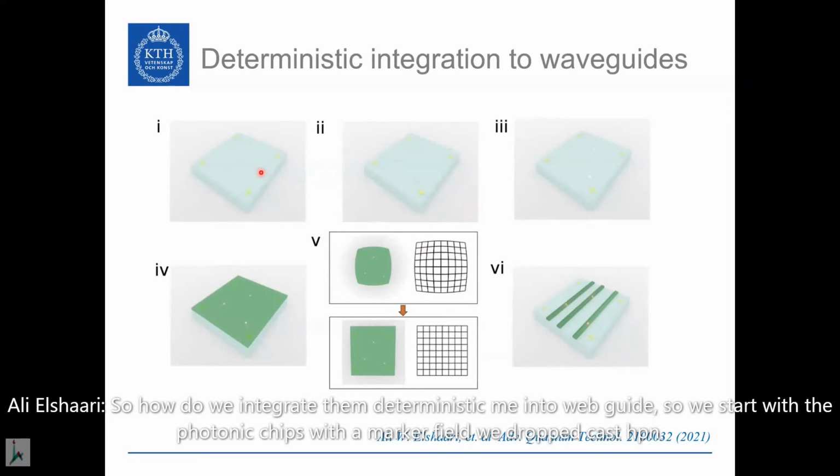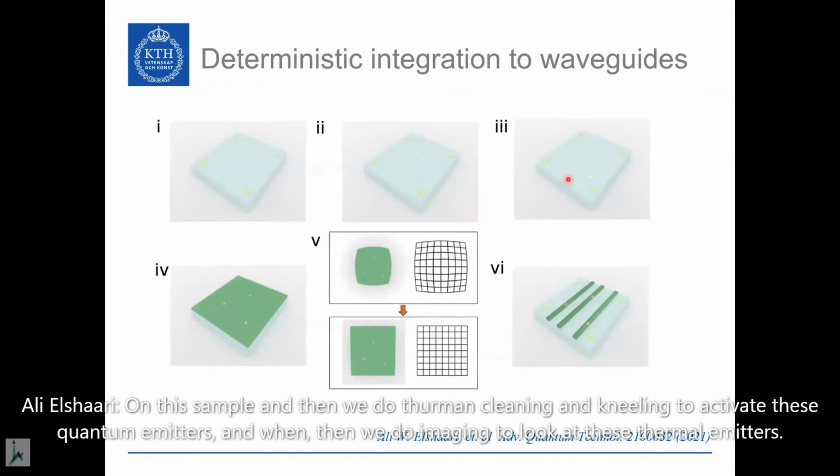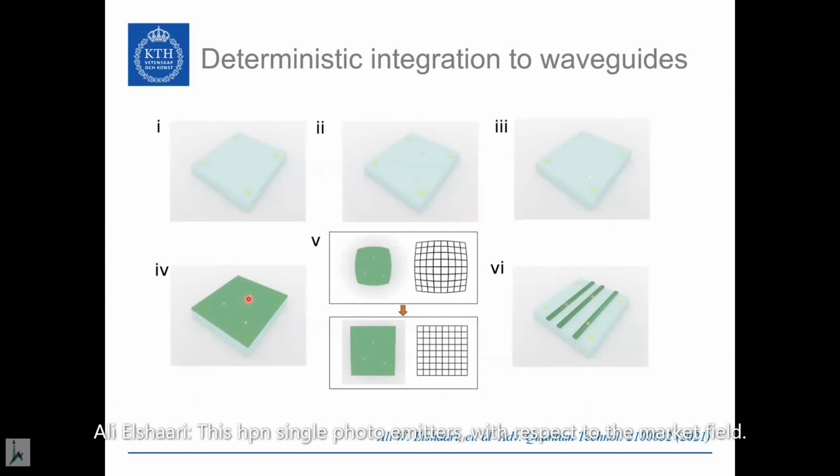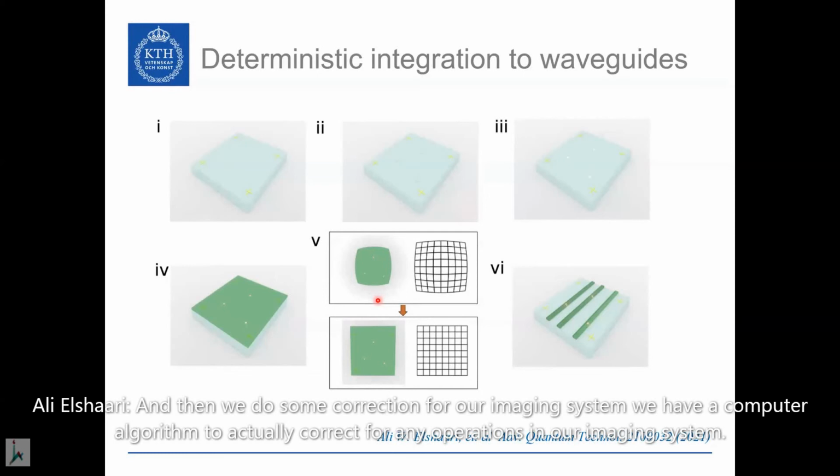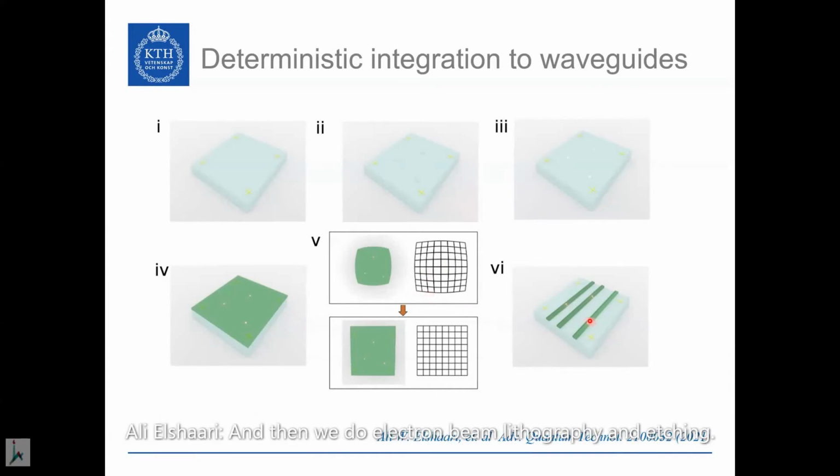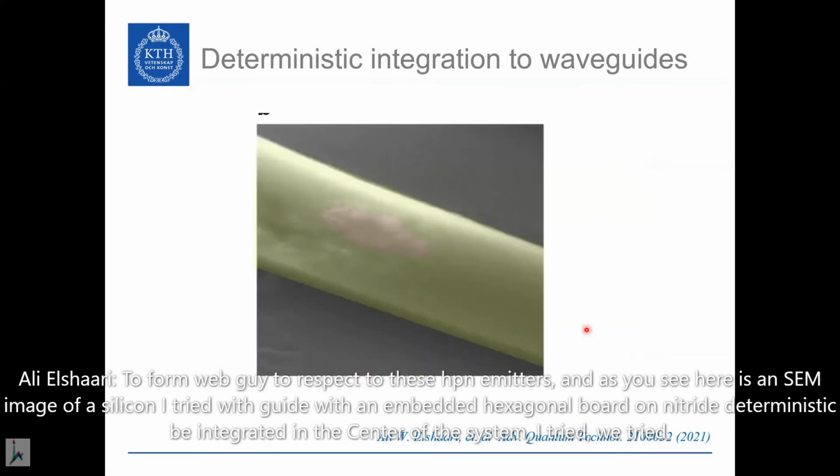So how do we integrate them deterministically into waveguides? We start with a photonic chip with a marker field. We drop cast hBN on the sample, and then we do thermal annealing to activate these quantum emitters. Then we do imaging to locate these hBN single photon emitters with respect to the marker field. And then we do some correction for our imaging system. We have a computer algorithm to correct for any aberrations in our imaging system. And then we do electron beam lithography and etching to form waveguides with respect to these hBN emitters.